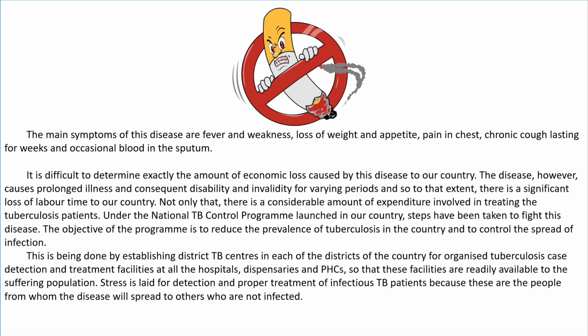Under the National TB Control Program launched in our country, steps have been taken to fight these diseases. The objective of the program is to reduce the prevalence of tuberculosis in the country and to control the spread of infection. There are different types of programs which are initiated by the government of India and implemented by the state governments, so that we can reduce the risk of tuberculosis, and as a result reduce the risk of death.